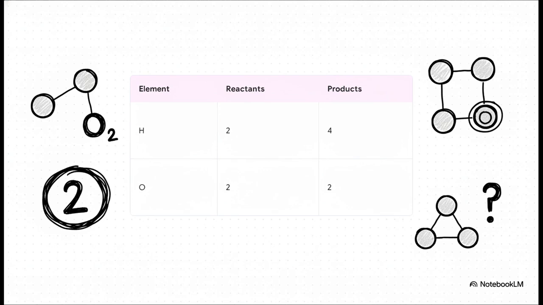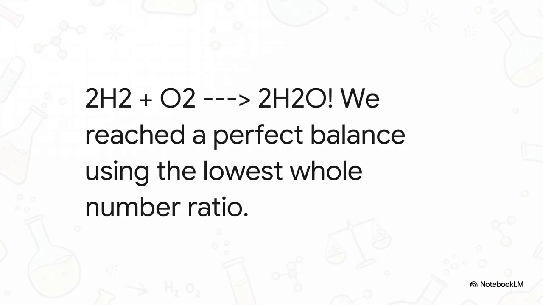Boom! That gives us the 2 oxygens we need on the right. But wait, hold on. That coefficient multiplies times everything in the molecule. Now we have 2 times 2, which is 4 hydrogens on the product side, while we still only have 2 on the reactant side. Our hydrogens suddenly got knocked out of balance. Don't panic, this is just part of the trial and error gameplay.